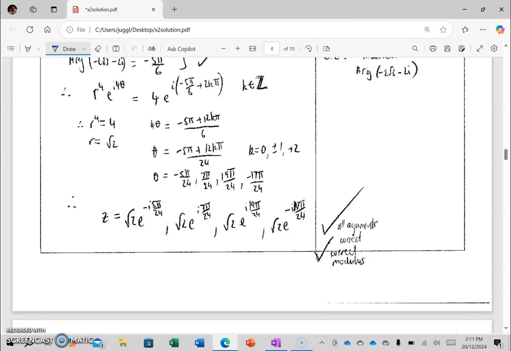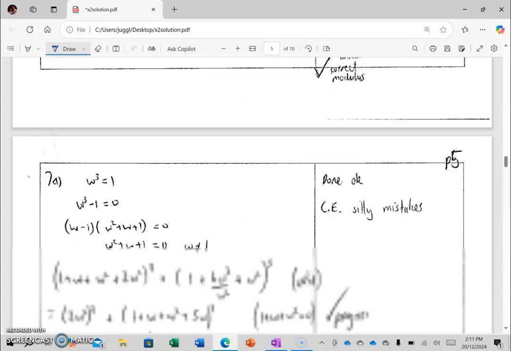And this was the final answer here, with arguments of 5 pi on 24, 7 pi on 24, 19 pi on 24, and negative 17 pi on 24. 1 mark for all arguments correct, 1 mark for correct modulus.